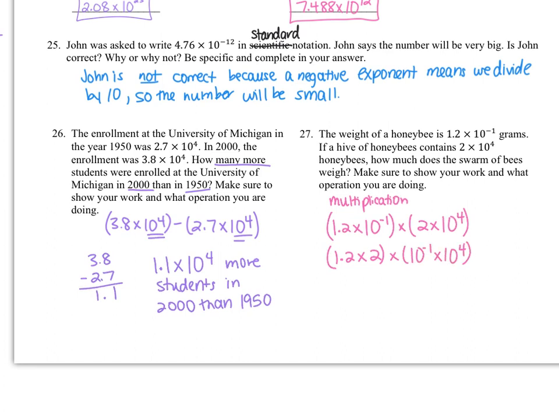We can easily multiply those powers with the same base by adding their exponents. And it's okay that one of them is negative. It doesn't make a difference. We still add them. So it's going to be 10 to the negative 1 plus 4, which is 3. So 10 to the 3rd. And 1.2 times 2, I hope you can do in your head, is 2.4. So 2.4 times 10 to the 3rd, and make sure you have your label, grams. That's how much all of that swarm of honeybees would weigh by themselves.